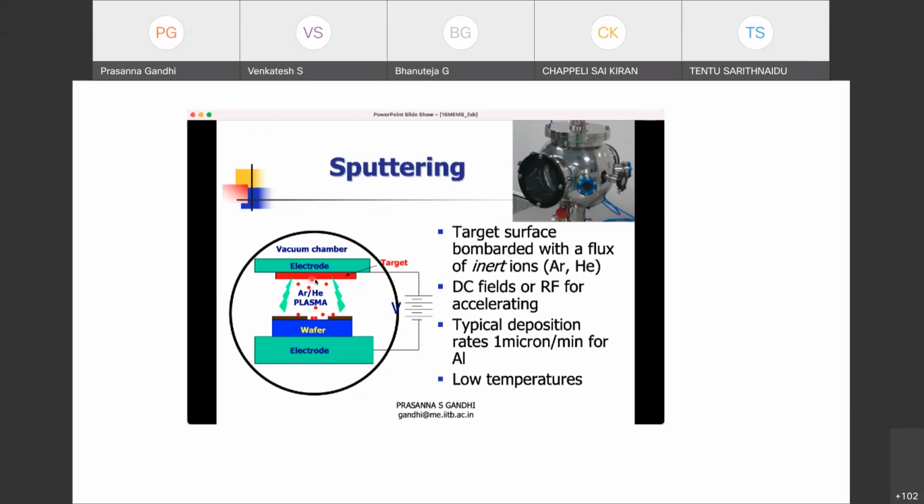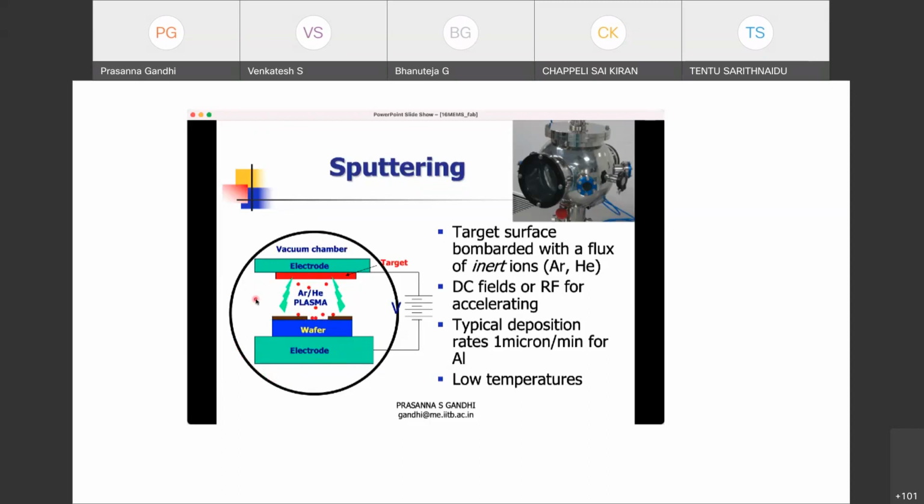This target material is where the ions are bombarding at very high speed, and the molecules of the target material will get dislodged from the surface of the target. They start depositing everywhere, not only on the surface of the wafer, but everywhere in the chamber. So chamber walls also get deposited with this target material. Some part will certainly go on the wafer, but some molecules will also get deposited on the walls.